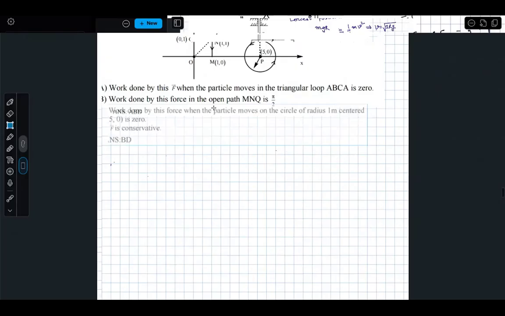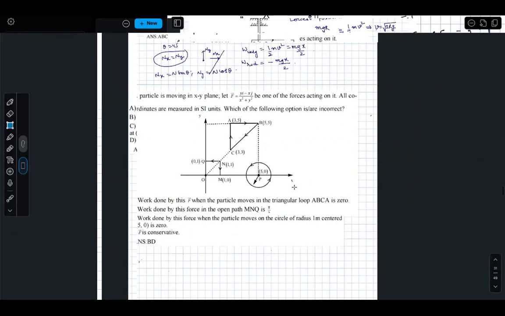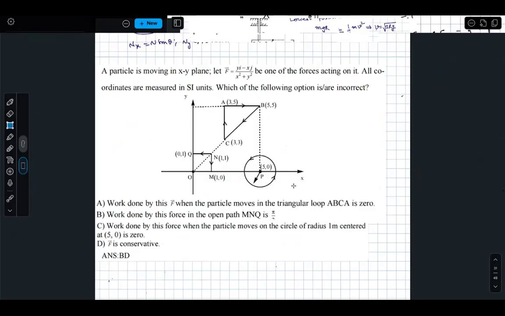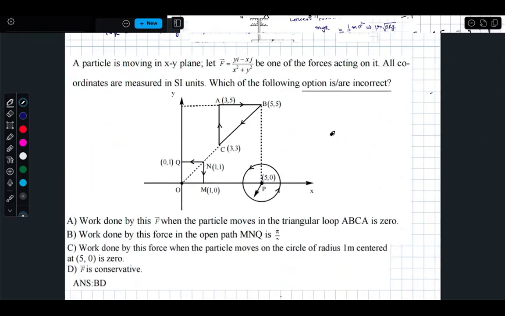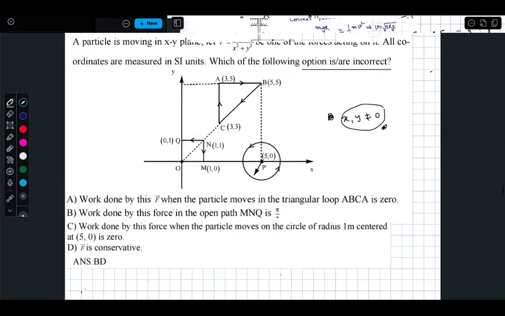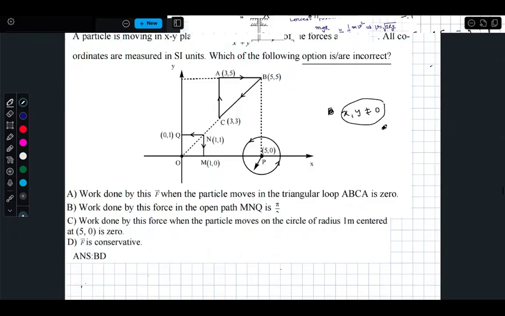As mentioned by me, you will have a lot of conservative force based questions. Whenever this question is given, actually incorrect is what they're asking. Whenever this question is given, the domain does not contain x, y equal to 0. That is not there in your domain. We will not take the particle at those points. Next, you want the incorrect answers in this.